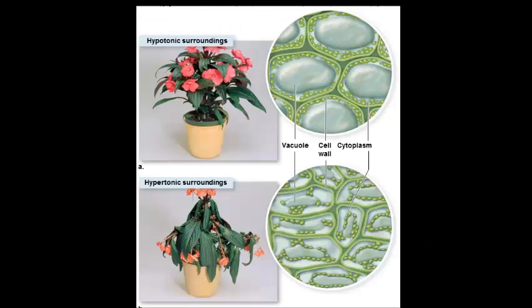The same thing can apply to household plants, and this is something you would have seen on a regular basis. In hypotonic surroundings, the cells of this plant have plenty of water moving into them and giving the plant good turgor. In other words, it's able to stand upright. In hypertonic surroundings, the opposite occurs, and you end up with wilting occurring.